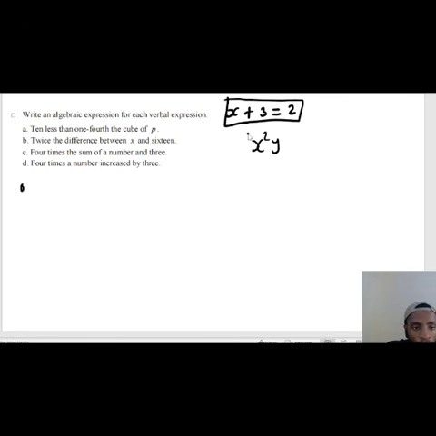So let's go. The first question says 10 less than 1/4 the cube of p. First of all, what is the cube of p? That's p cubed. 1/4 of it is, if you multiply, p cubed over 4. Now, what's the next thing? It said 10 less than this.